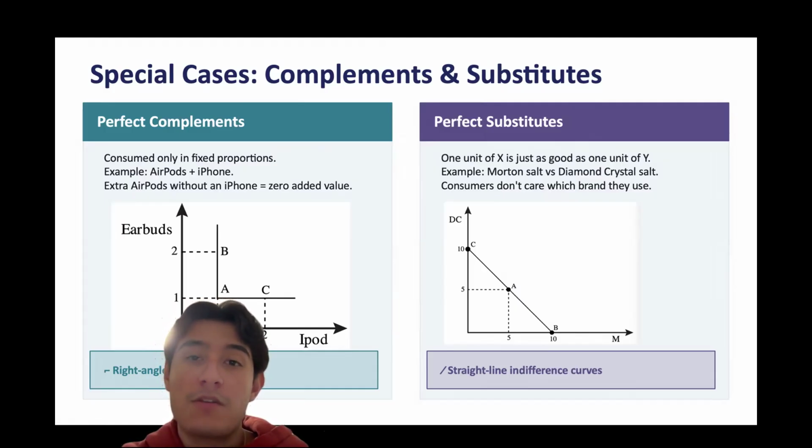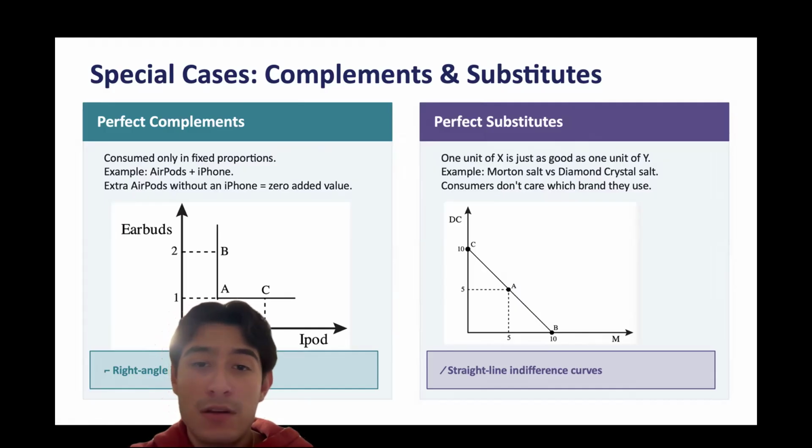The second is perfect substitutes. These are goods where 1 unit of X is just as good as 1 unit of Y, no matter what. The textbook example is salt. So Morton salt versus Diamond Crystal salt. For most people, a teaspoon of salt is exactly as good as a teaspoon of the other brand. So look at the graph. The indifference curves are perfectly straight diagonal lines because the rate at which you trade one for the other never changes. Standard preferences, the ones we've been drawing with the bowed shape, fall right into the middle between these two extremes.